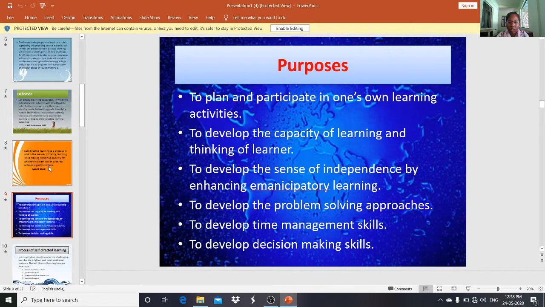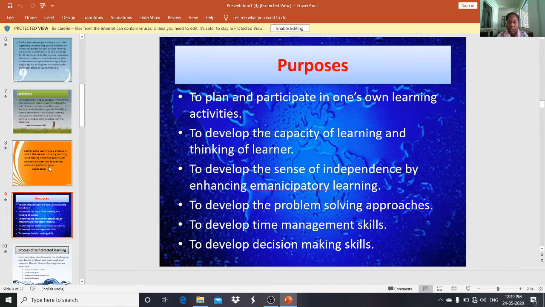Next, coming to the purposes of self-directed learning. The first one is to plan and participate in one's own learning activities. Self-directed learning will plan and participate in one's own learning activities in order to develop the capacity of learning and thinking of the learner. The developing capacity of learning depends upon the individual, and it makes the thinking of the learner more effective.